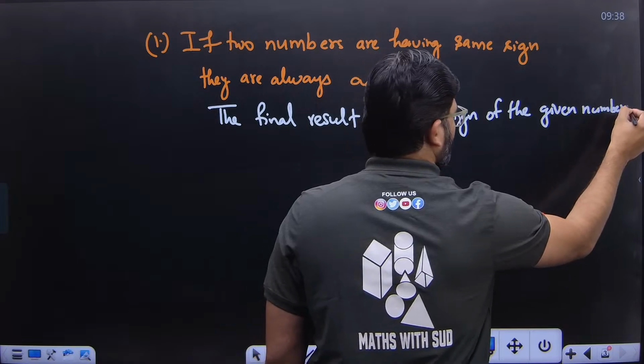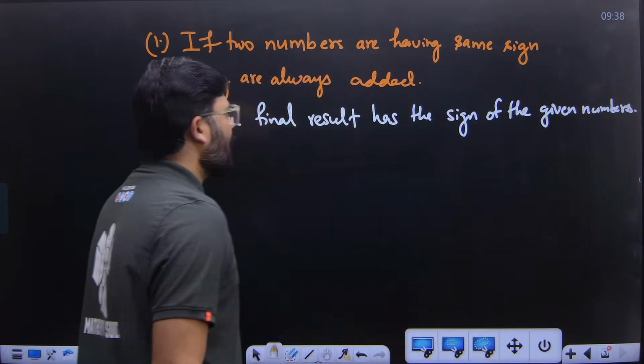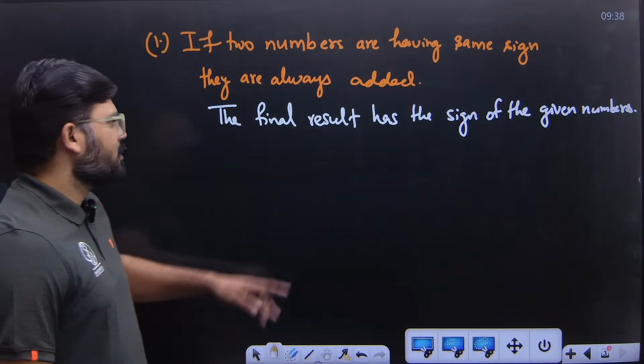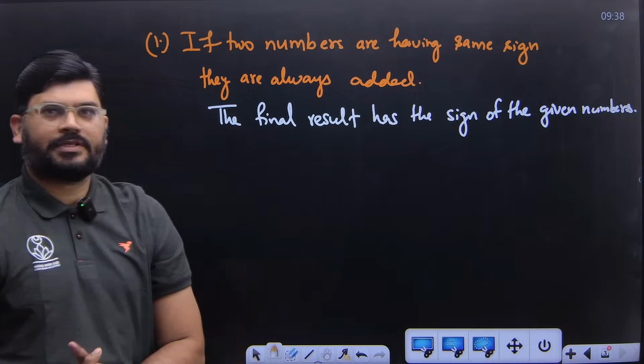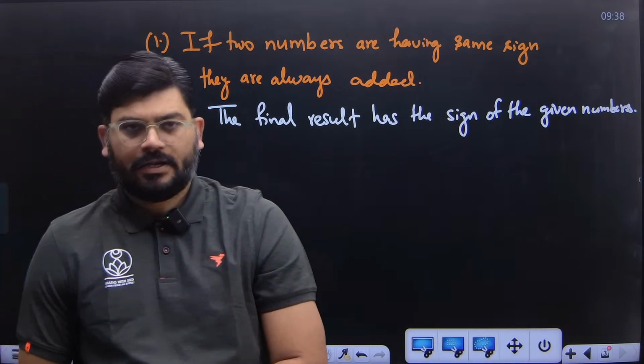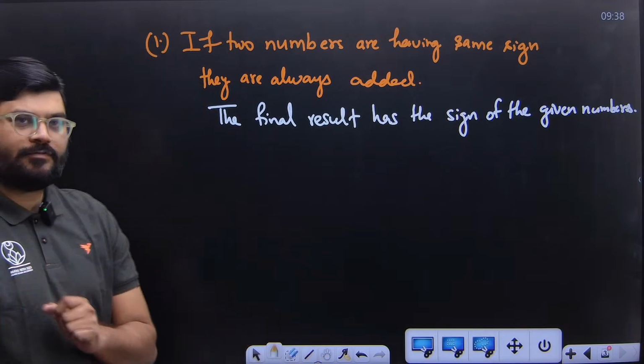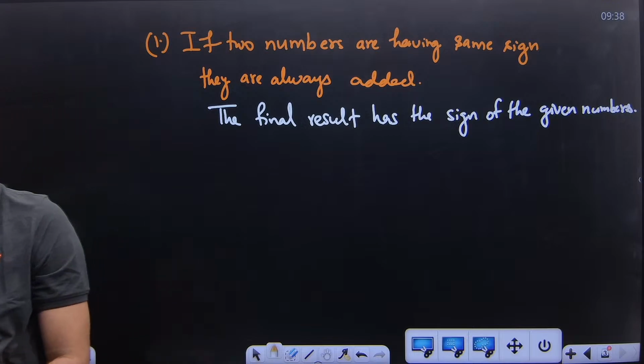Given numbers. The final result will have the sign of the given numbers. Let us first practice this. Once you write down, you let me know. First, we will practice this.